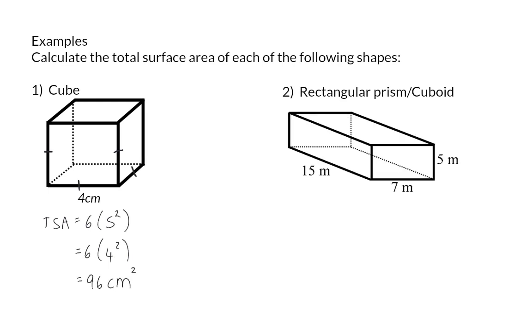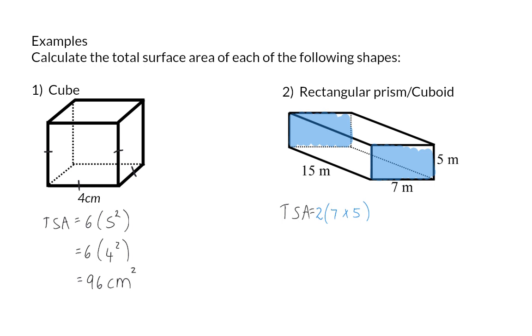Our second shape is a rectangular prism, which can also be called a cuboid. For the total surface area of this rectangular prism, there are 6 rectangles we need to add up. You can calculate each one individually, or you can see that at the front and back we have 2 identical rectangles. The rectangle area is length times breadth, which in this case is 7 times 5. And now we know that there are 2 of these rectangles.